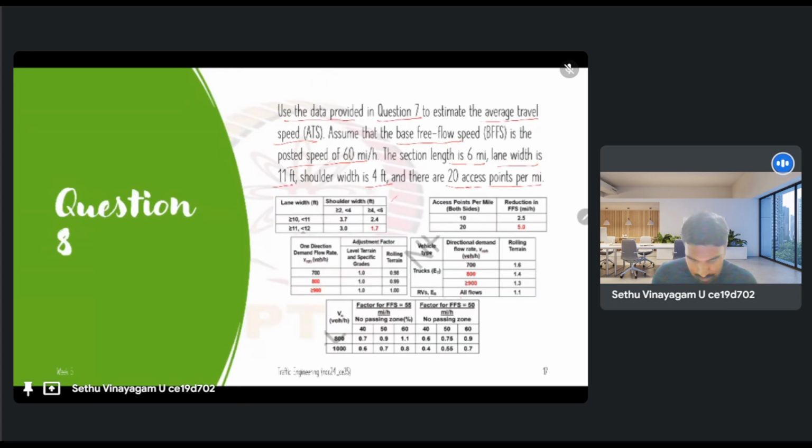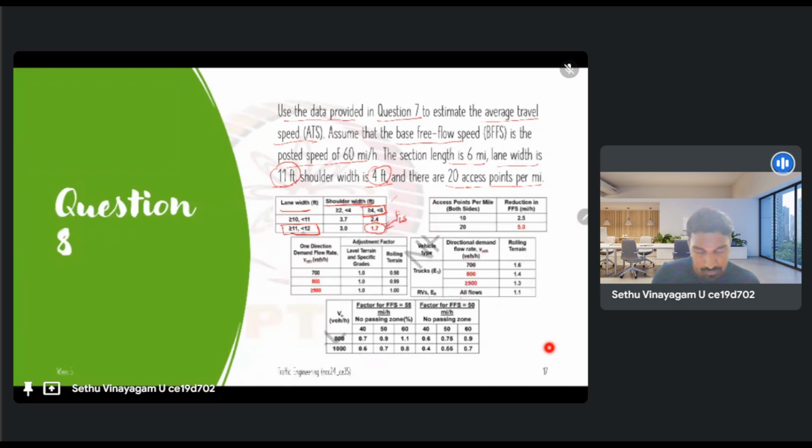So FLS is based on the lane width as well as the shoulder width. In our case, we have 11 feet as the lane width and 4 feet as the shoulder. 11 feet means greater than or equal to 11 and less than 12, and a shoulder width of 4 feet falls in greater than or equal to 4 and less than 6. The intersection of those two gives us an adjustment factor of 1.7. So this is our FLS.